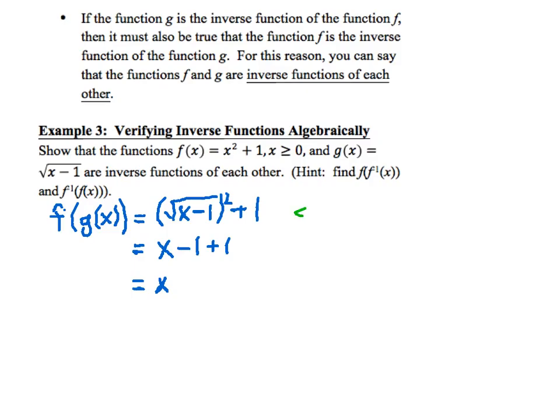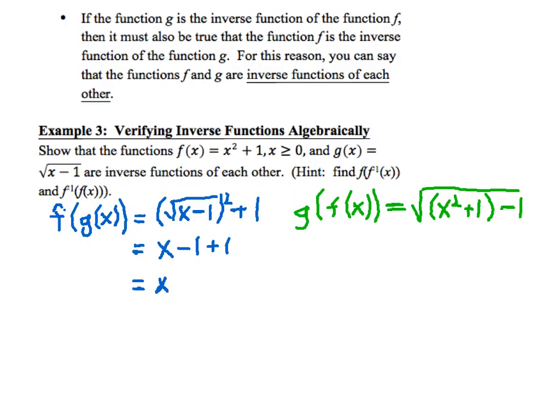So we need to find g of f of x. In this case, we're plugging f of x into the g function. So we're going to have the square root of x squared plus 1, and then we're going to have our minus 1 underneath here.